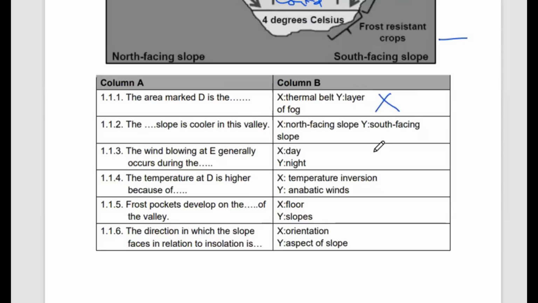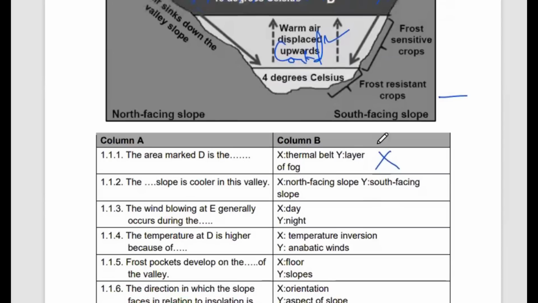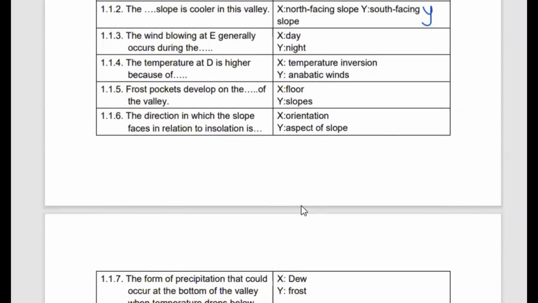Right, then we move on to the next question. The dash slope is cooler in this valley. Which one is cooler in this valley? We've talked about that. We said this one is facing towards the direction of the sun, and this one is facing away from the sun in the southern hemisphere. North-facing slopes are facing towards the direction of the sun, while south-facing slopes are facing away from the sun. So our correct response is Y. The south-facing slope is the one which is cool. Right.